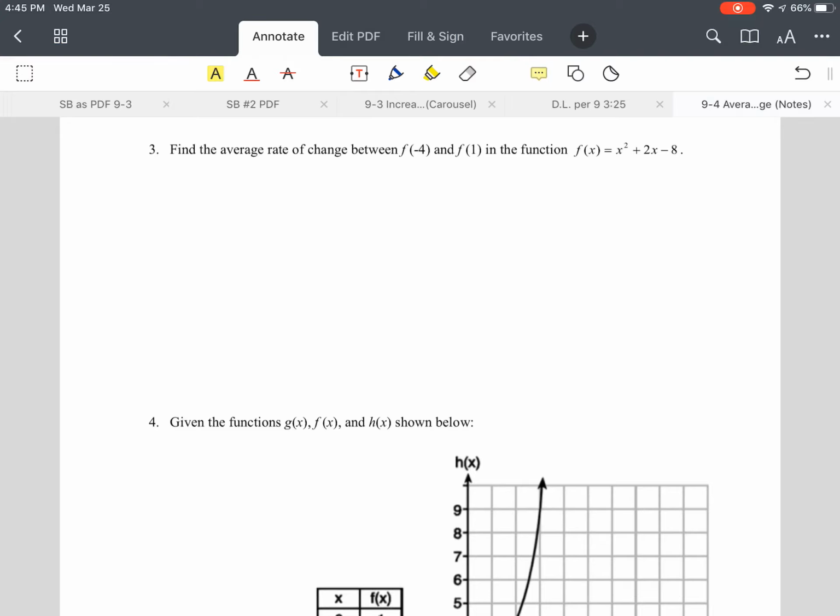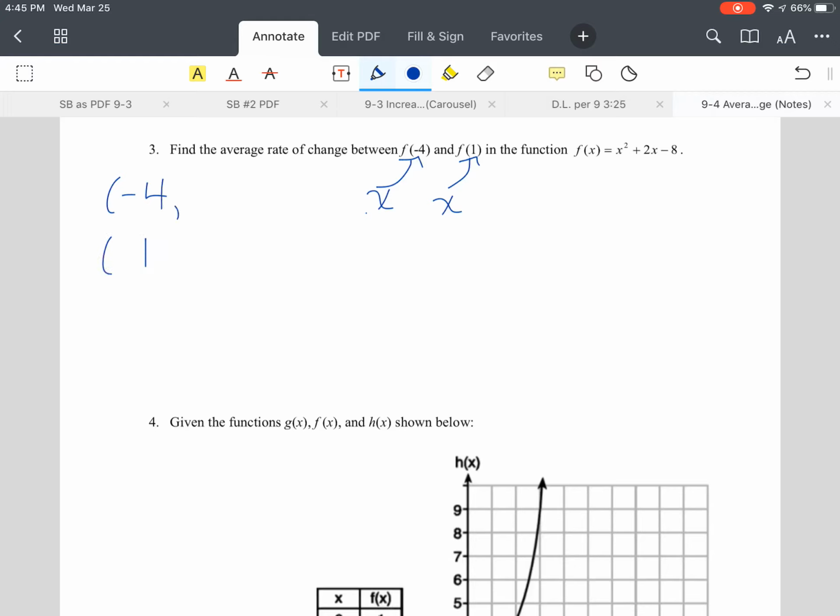Okay, so hopefully some things you remember about function notation. This is my x value, and this is also my x value. So I know I have negative 4 as one of my x's and 1 as the other x. What I recommend you do, take out your calculator, put this right into your y1 to get the table for x squared plus 2x minus 8. Plug it into your y1 and look at the table. I'm going to draw it on the side here.